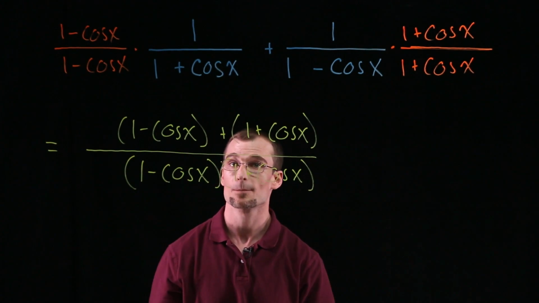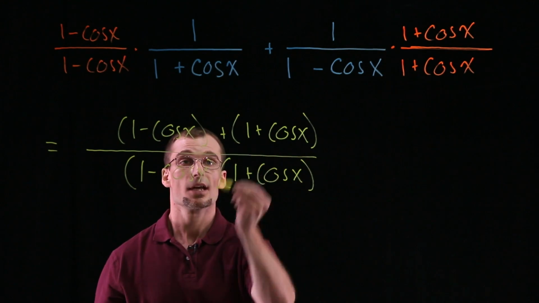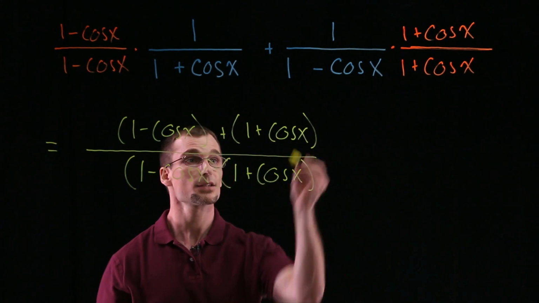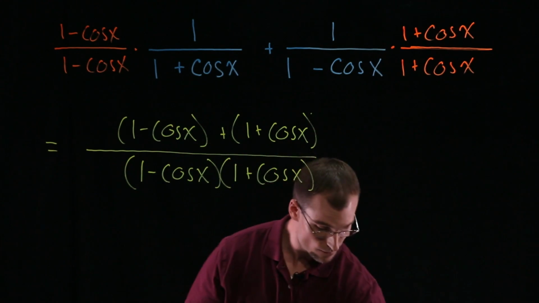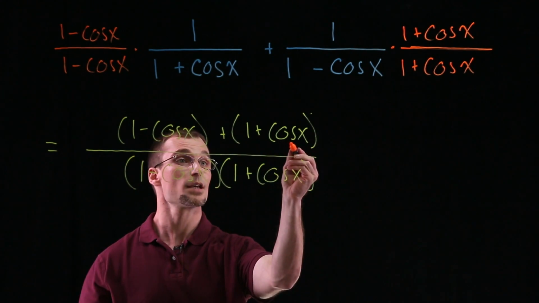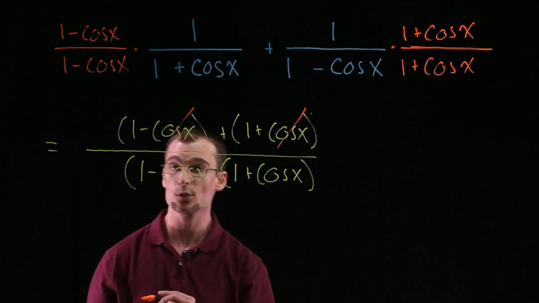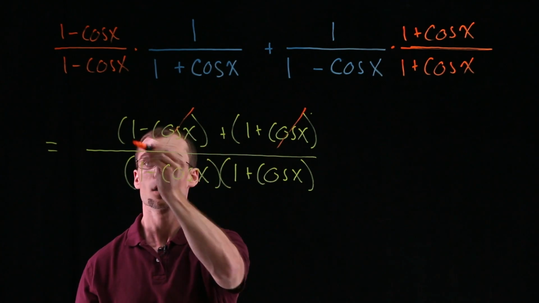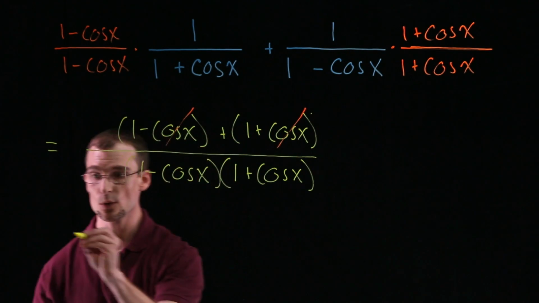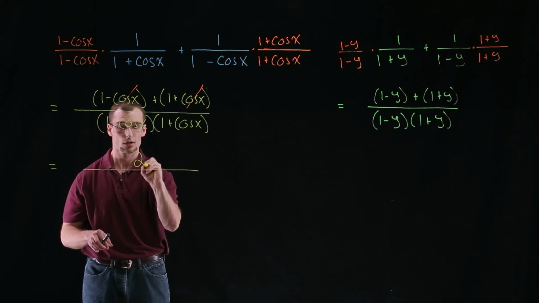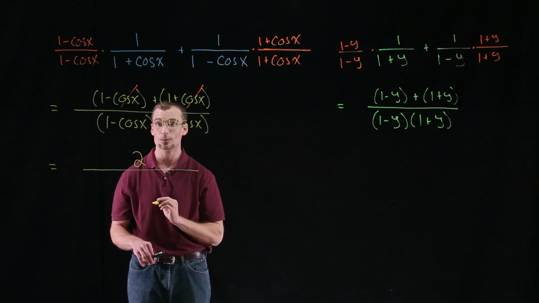First, let's look at the numerator. We're adding two things, and there's no number in front other than 1 to distribute. So the cosine and negative cosine will cancel with each other, and our 1 plus positive 1 will give us 2. So the numerator will reduce to 2.